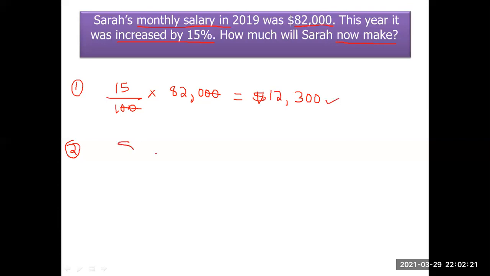$82,000. So the 2 in brackets means step 2. I couldn't bother to write out the word step. So that's $82,000. Pardon my bad handwriting, students. Plus $12,300. And that will give us, let's just add them and tell me what you get.